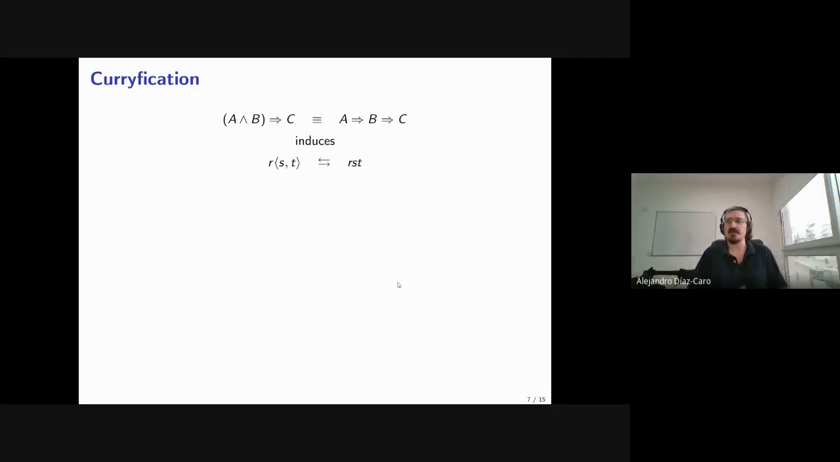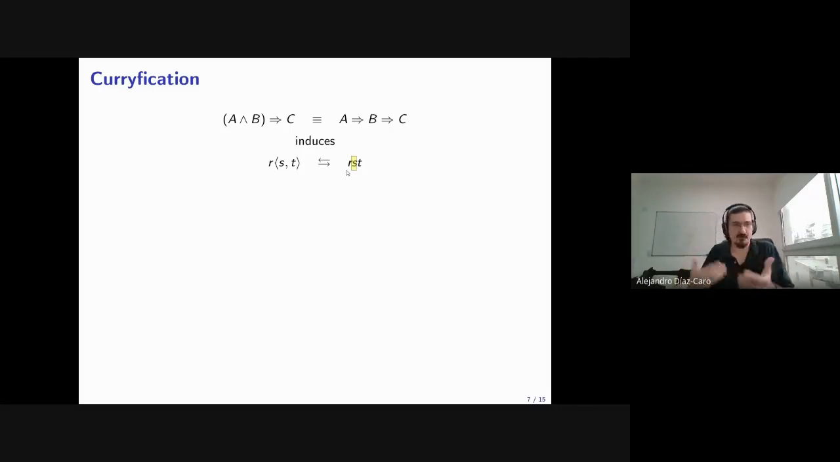So what happened with the currying? The currying is the thing that says that if you give A and B implies C, this is the same as giving first A and then returning something that will say B implies C. And vice versa. If you do it this way, you can give the two premises at once and then you obtain C. So this induces this kind of equivalence between proofs. Here, if R is a proof of A and B implies C, you give a proof of A and B, which is something of this form, a proof of A and a proof of B. And this is the same as if to this R, you give first the proof of A and then the proof of B. This is what this equivalence is saying.